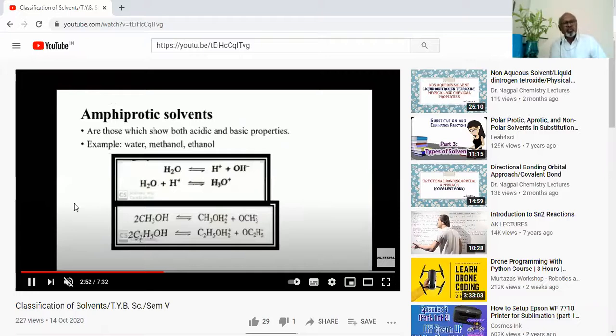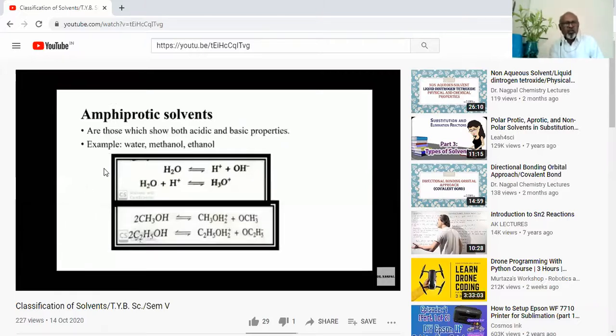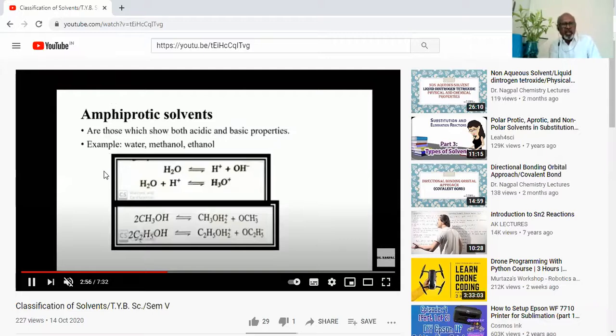The third type is known as an amphiprotic solvent. These are the solvents which show both acidic and basic properties. For example, water, and lower alcohols such as methanol and ethanol. Here, if we see the dissociation of water, it can furnish H plus ions and OH minus ions. So this can behave as an acid as well as a base. When this OH minus accepts an H plus ion, it can behave as a base.